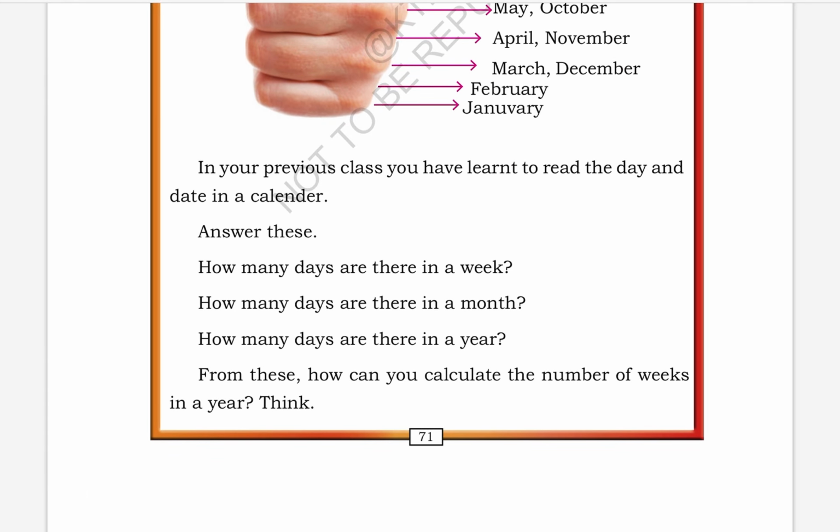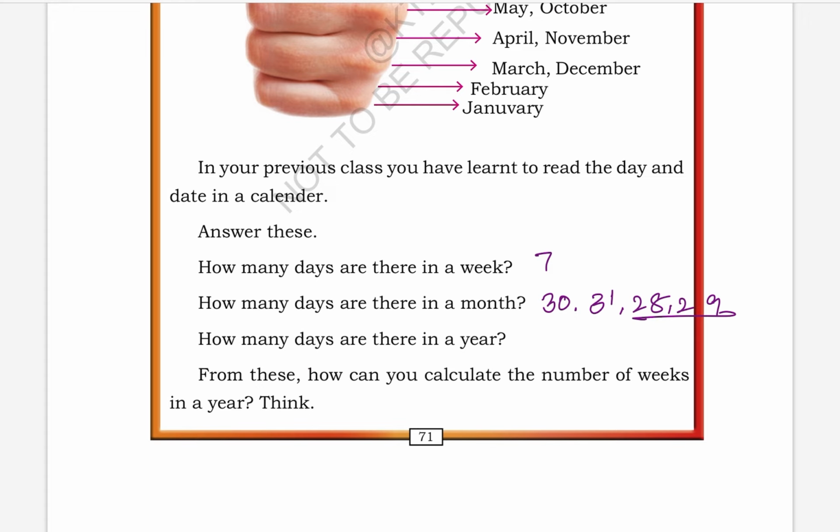How many days are there in a week? 7. How many days are there in a month? 30 or 31 or 28 or 29. Okay, we will study about these two, 28 and 29 in a leap year.